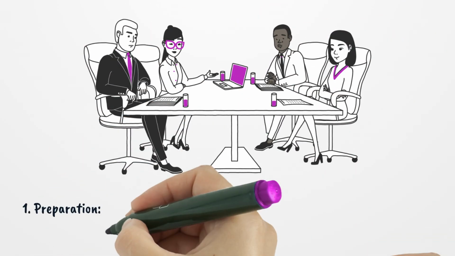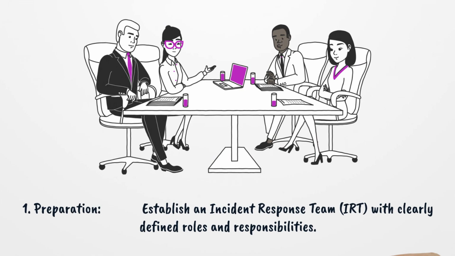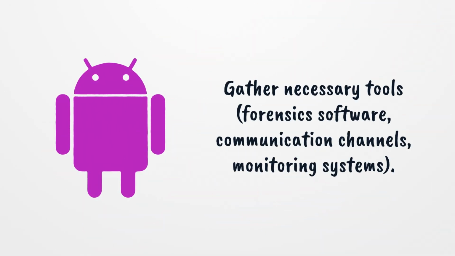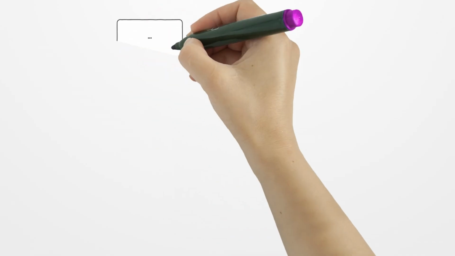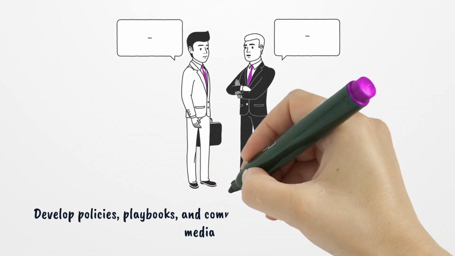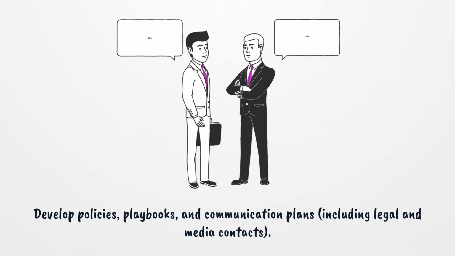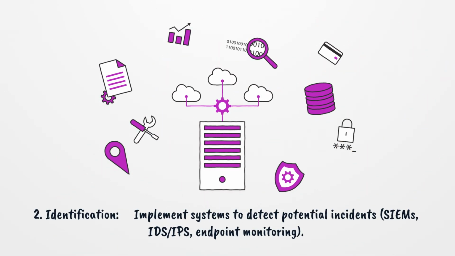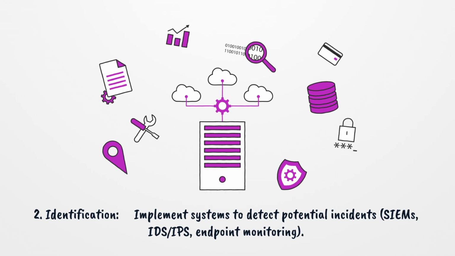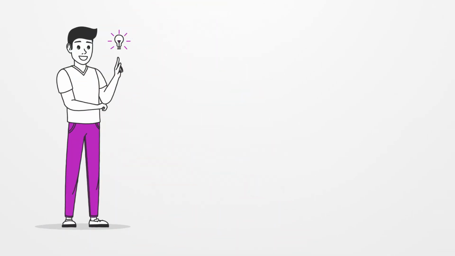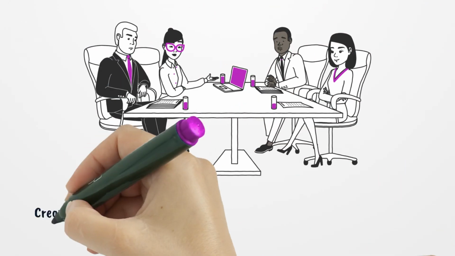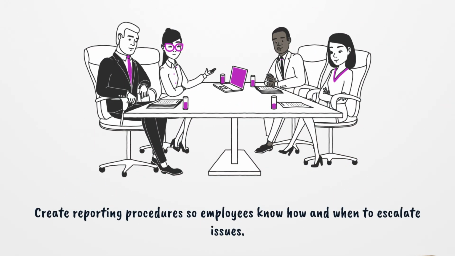1. Preparation. Establish an Incident Response Team, IRT, with clearly defined roles and responsibilities. Gather necessary tools, forensic software, communication channels, monitoring systems. Develop policies, playbooks, and communication plans, including legal and media contacts. 2. Identification. Implement systems to detect potential incidents, SIEMs, IDS/IPS, endpoint monitoring. Define what constitutes an incident versus normal anomalies. Create reporting procedures so employees know how and when to escalate issues.